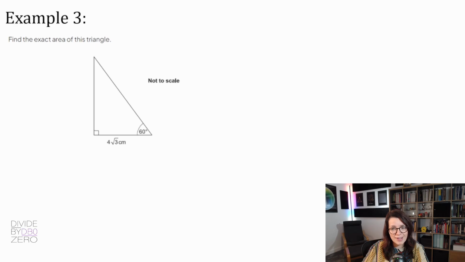Last example, find the exact area of this triangle. Now, to get the area of a triangle, we need to do base times height divided by 2. Looks like we have the base here, but we don't know the height yet. We can work that out using trigonometry SOHCAHTOA. So using the 60 as our reference, this will be the opposite, the hypotenuse, and the adjacent.